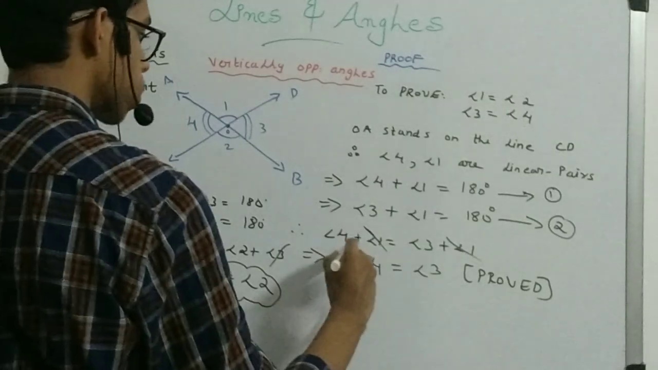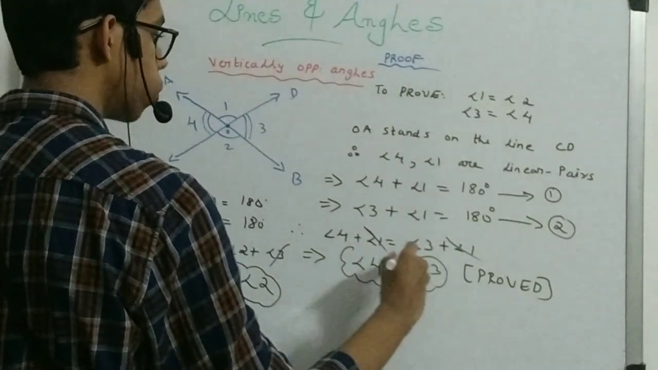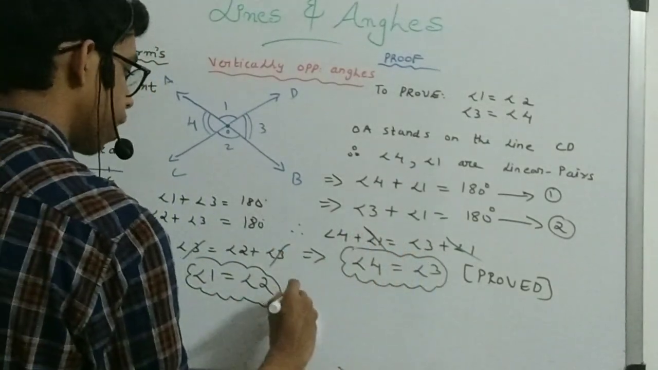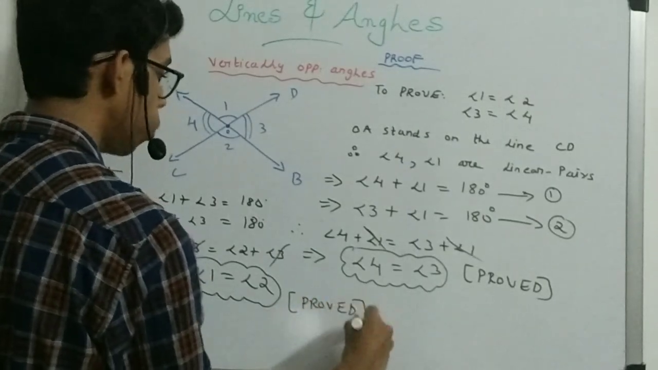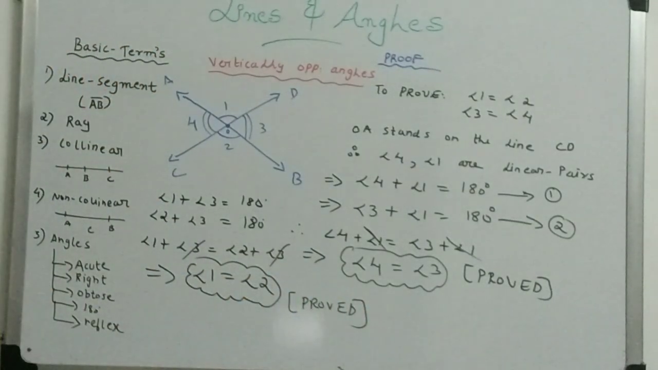And from the earlier proof we got angle 3 is equal to angle 4. So this was the thing that we had to prove, that vertically opposite angles are always equal to each other. We have proven this vertically opposite angle theorem using the linear pair axiom. I hope it is clear.